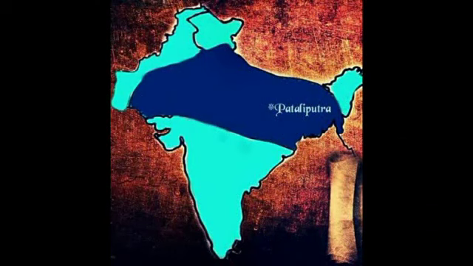Next we are going to see about the Nandas, 364 to 321 BC. The Nandas, led by Mahapadmananda, established a large empire. However, we do not know much about Mahapadmananda and his successors. The last ruler was Dhanananda. He was very unpopular among his people, and Chandragupta Maurya overthrew Dhanananda, conquered Magadha and established the Mauryan dynasty. So it was the end of the Nanda rulers.